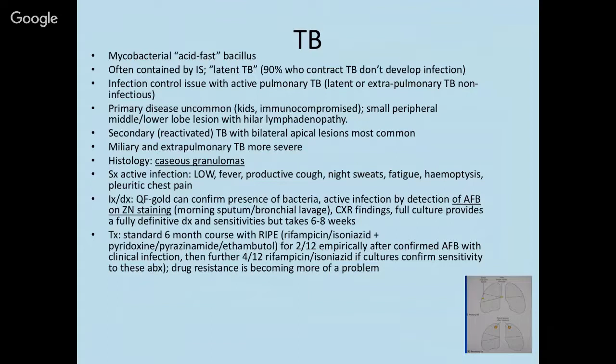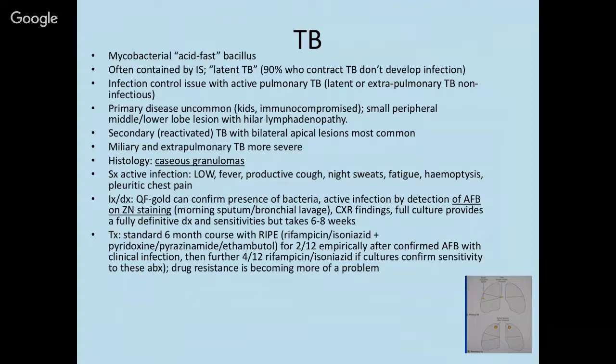TB can be anywhere. It's really strange. We talk about pelvic inflammatory disease and gynae TB. You can have CNS TB. It can be in the bones. TB can actually be anywhere. But the classic thing is obviously pulmonary TB. If you get primary disease, that's more common in kids or immunocompromised people, and you often get a small peripheral lesion in the middle or lower lobe. Let's do a little diagram there, and then you get hilar lymphadenopathy. But the more common secondary TB, which is reactivated, is when you'll get bilateral apical lung lesions up the top. So that's what you usually see.